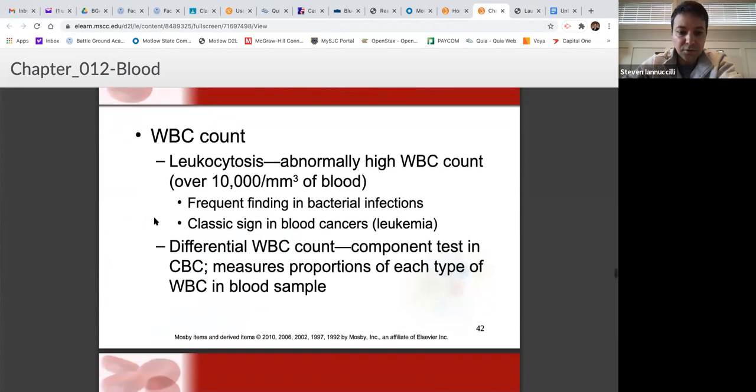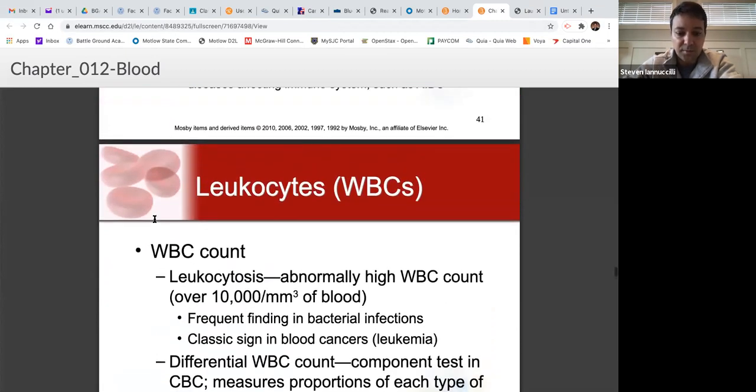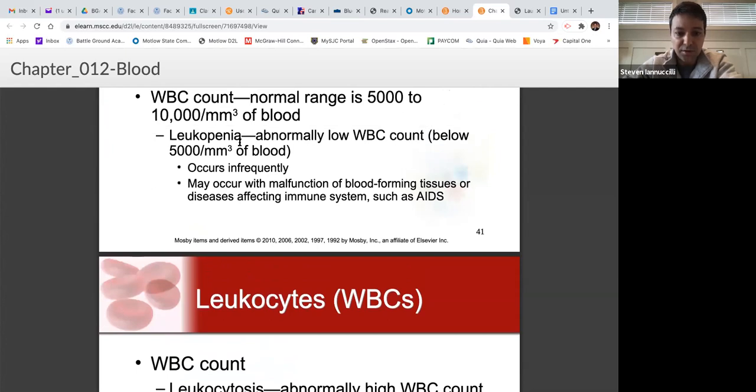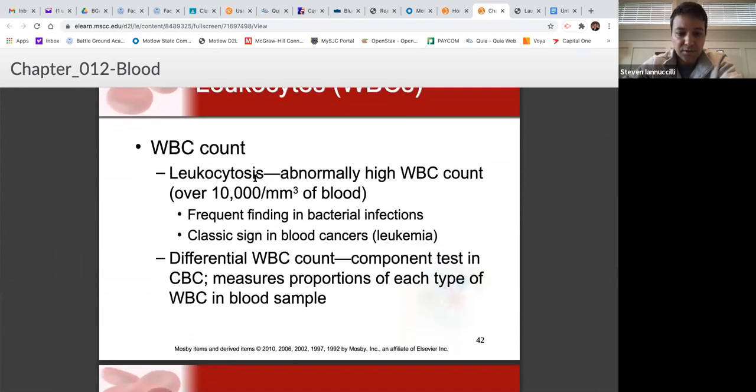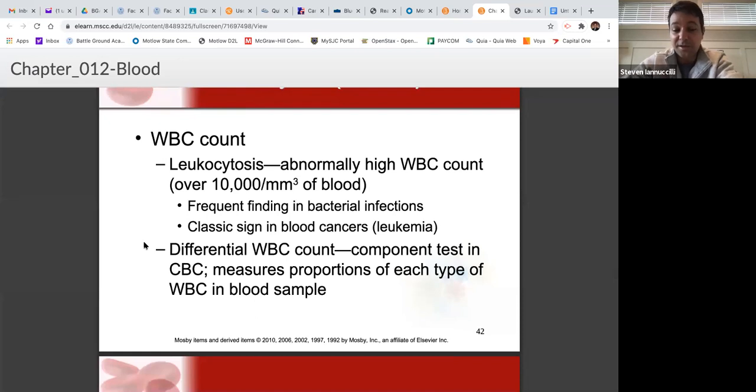So leukocytosis, which is the opposite of leukopenia. Leukopenia is that abnormally low white blood cell count. Leukocytosis, anytime you see this osis at the end, that typically means like inflamed or things like that. I'm sorry, that's itis, that's appendicitis. Okay, cytosis. Leukocytosis is the abnormally high white blood cell count. So you're over 10,000 cells per unit. Now that typically means that you have some type of bacterial infection.